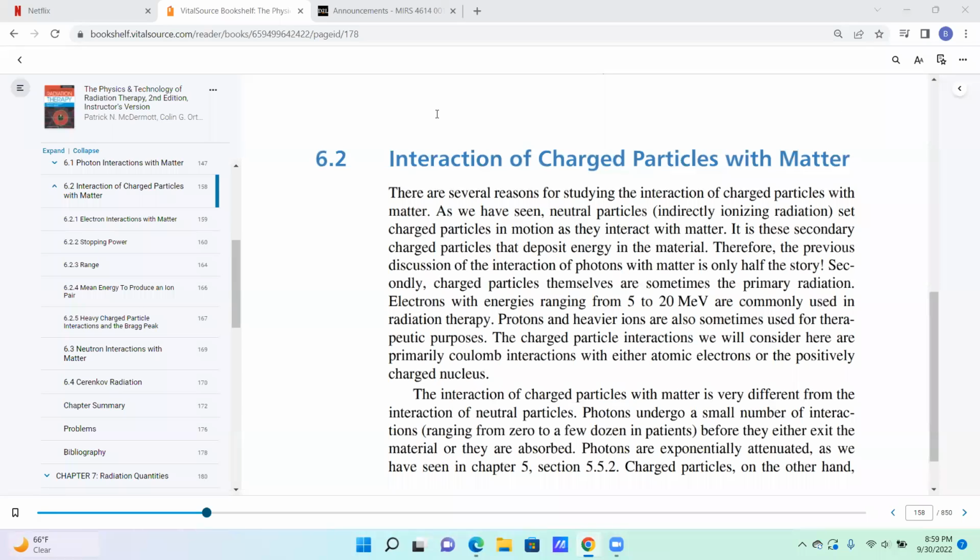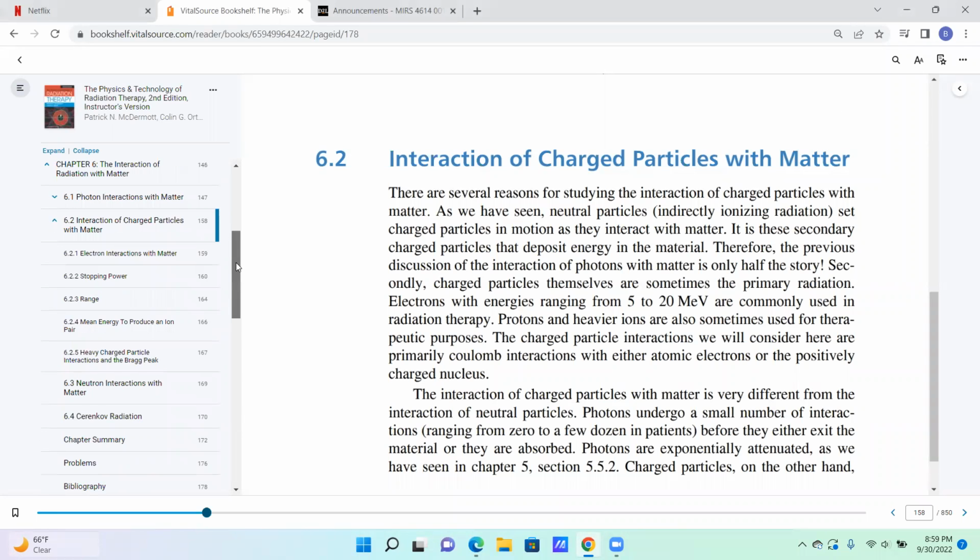This is going to be the lecture over section 6.2. In section 6.1, we dealt with an uncharged particle or a wave packet, depending on how you want to look at it, a photon, and how it interacts with matter. Now we're going to be looking at the interaction of charged particles with matter. How does that change things?